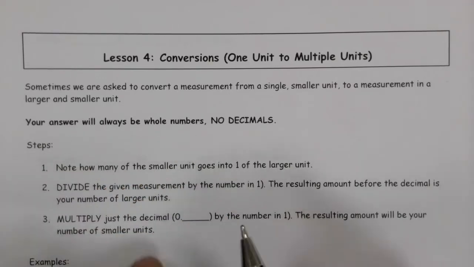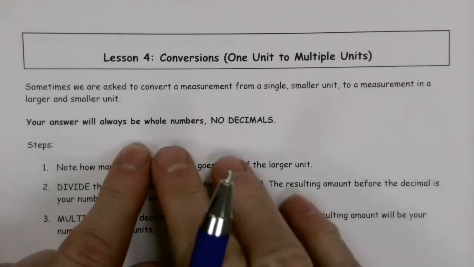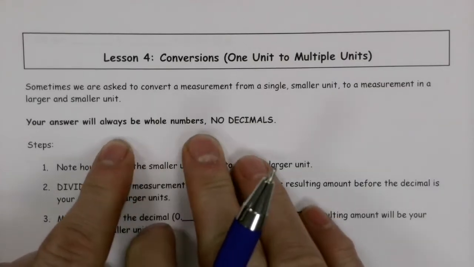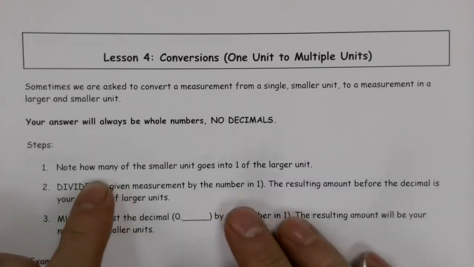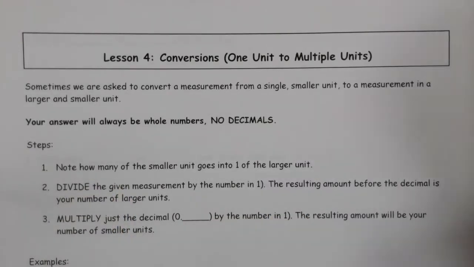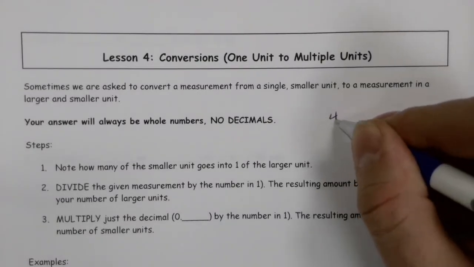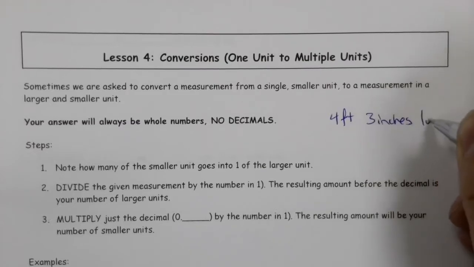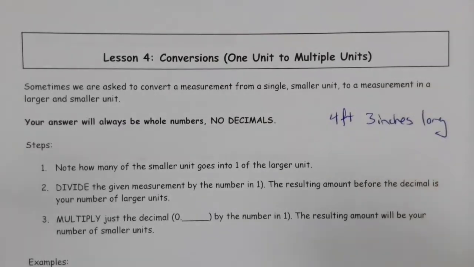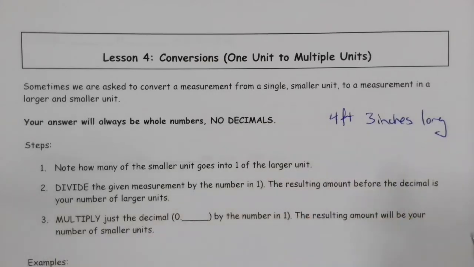When you do this, the idea, the impetus to this, is that the answer you give is going to be given entirely in terms of whole numbers, not in terms of decimals. Let me give you an example. You might say that something is 4 feet 3 inches long. We give the measurement in terms of two different units that we put together, and we assume that it's an addition between them.